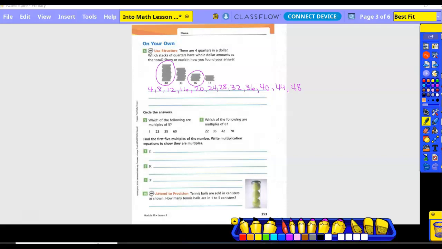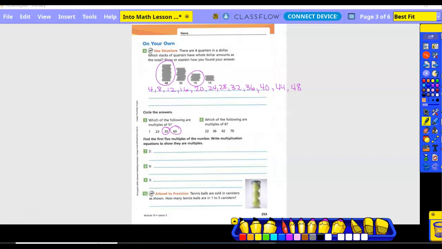Circle the answers. Number 5. Which of the following are multiples of 5? Okay, so let's see them. 5, 10, 15, 20, 25, 30, 35. Good stuff. You have to circle too. So 35, 35, 40, 45, 50, 55, 60.